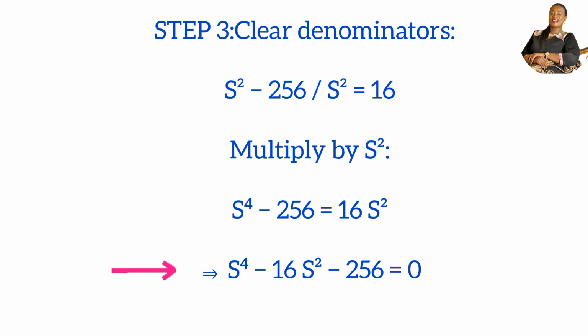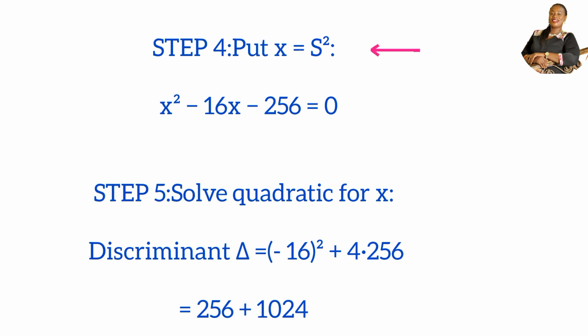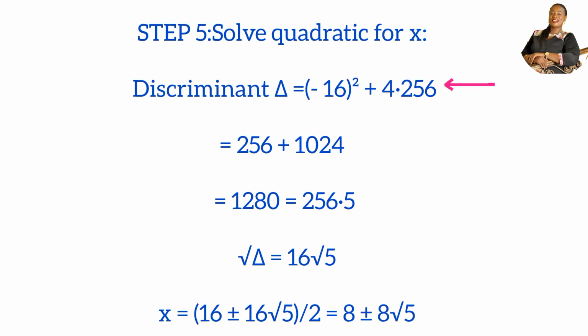To solve the quadratic equation, we simplify the process by letting x equal s squared. This changes our equation to a standard quadratic form: x squared minus 16x minus 256 equals 0. Next, we'll solve this quadratic using the discriminant method. The discriminant equals (minus 16) squared minus 4 times 1 times (minus 256), which equals 256 plus 1024, which is 1280.